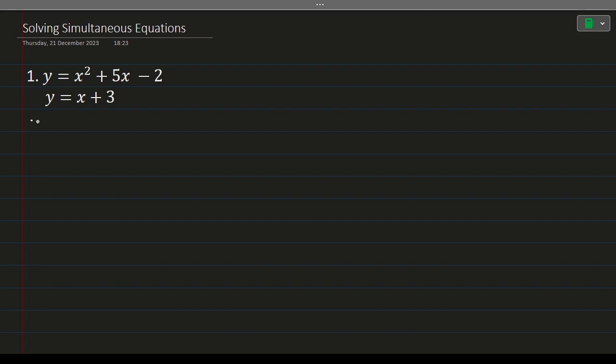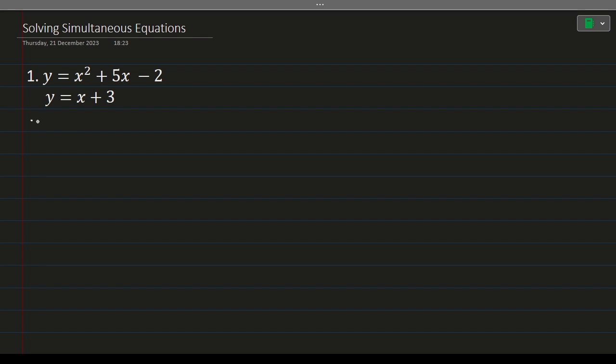So in this video, we'll be solving simultaneous equations. Number one has two equations, the first one being a quadratic, y equals x squared plus 5x minus 2, and the second one being a linear equation, y equals x plus 3.